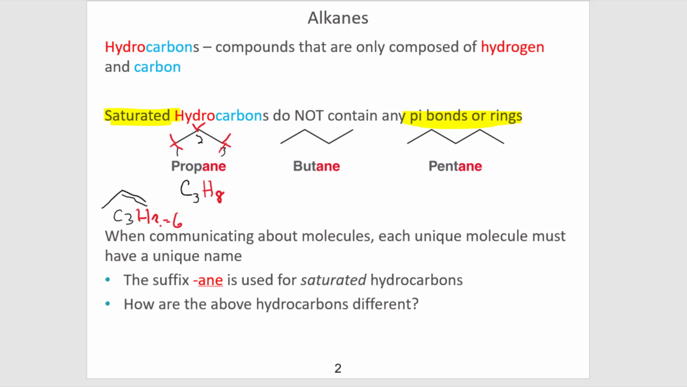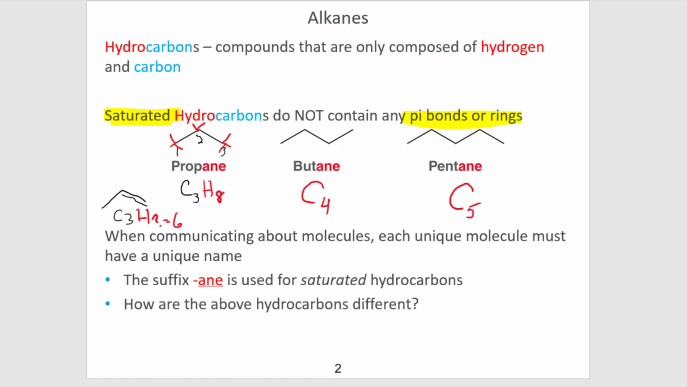So I'm going to teach you how to use these sets of rules to name very simple alkane structures. What do you notice about the above hydrocarbons? They all have the same ending, ane, because they're all saturated hydrocarbons. No pi bonds, no rings, but what differs is the number of carbons. First one has 3 carbons, the next one has 4 carbons, and the last one, 1, 2, 3, 4, 5, has 5 carbons. So you'll notice that their prefix changes based on the number of carbons in the chain.